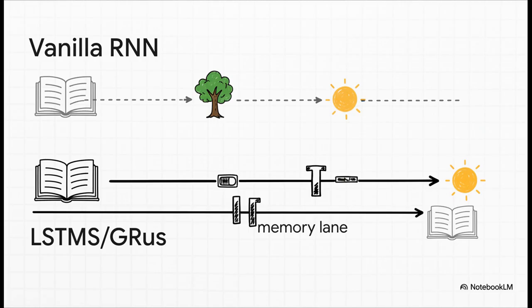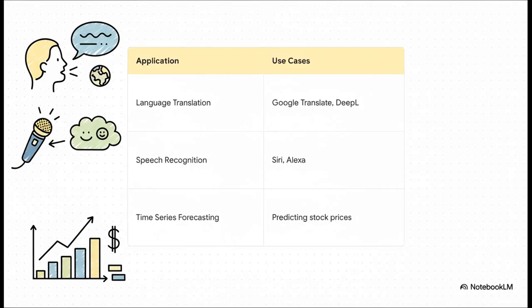And that right there gave them the long-term memory they needed for truly complex stuff. And this amazing ability to remember context is what powers services we use all the time, like Google Translate, where you have to understand the whole sentence, not just individual words. It's also the magic behind Siri and Alexa understanding what you're saying. And it's even used in systems that try to predict things like stock prices by looking for patterns over time.